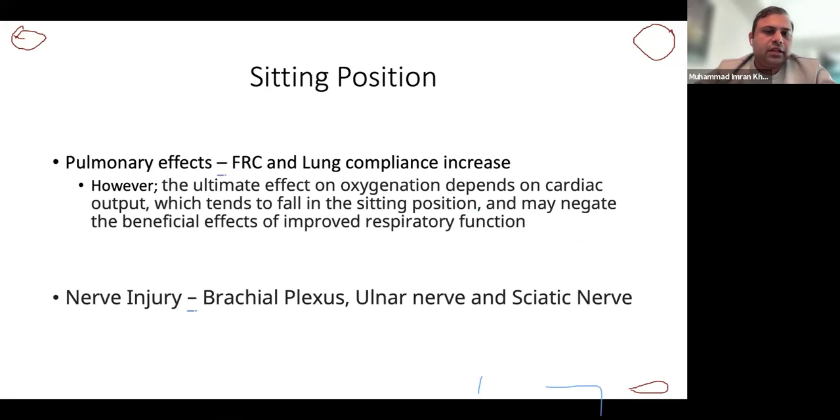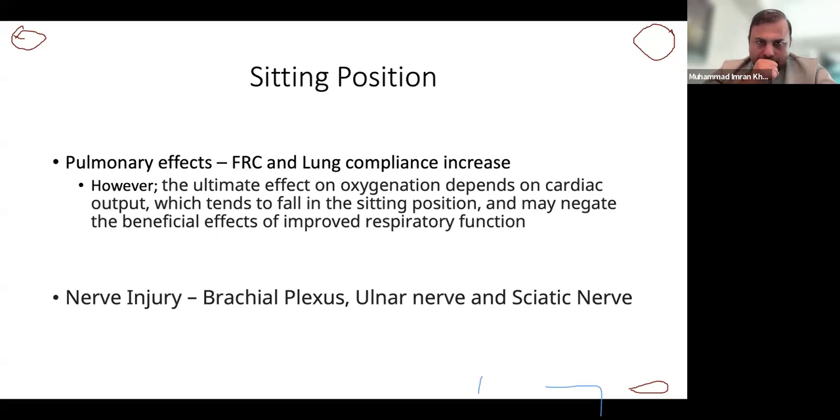Then for the pulmonary effects, the FRC and the lung compliance increase in the sitting position compared with supine, lateral, and prone position as the abdominal contents fall away from the diaphragm. However, the ultimate effect on oxygenation depends on your cardiac output, which tends to fall in the sitting position, as we discussed in the previous slide, and may negate the beneficial effects of improved respiratory functions.